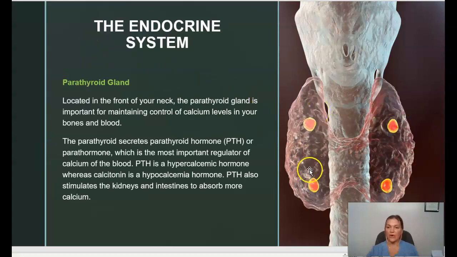Here we have the parathyroid. So the parathyroids are actually located within the larger thyroid gland. So this is helpful and important for maintaining control of calcium levels in the bones and the blood. And the parathyroid secretes the parathyroid hormone, which is an important regulator of calcium in the blood.